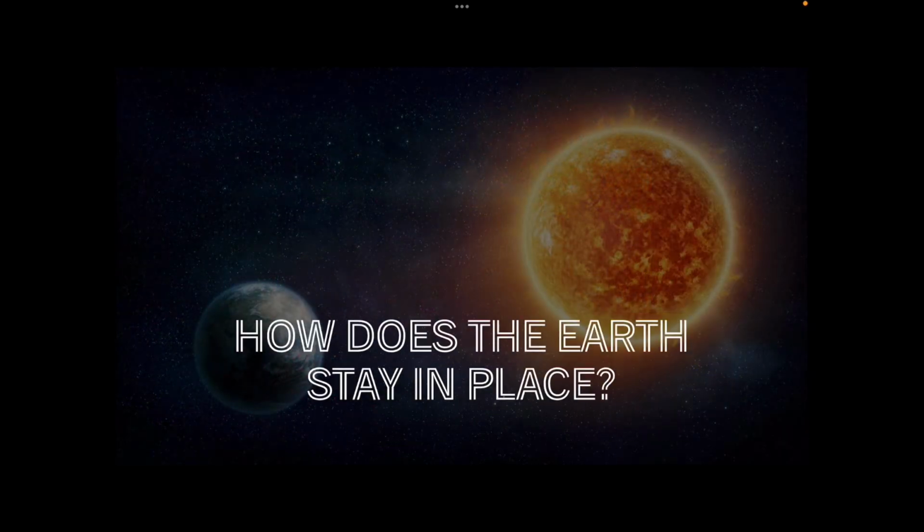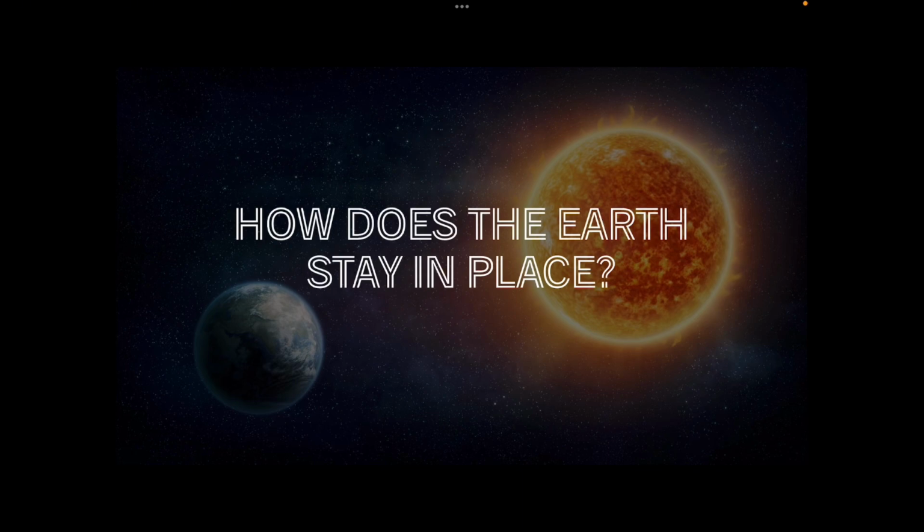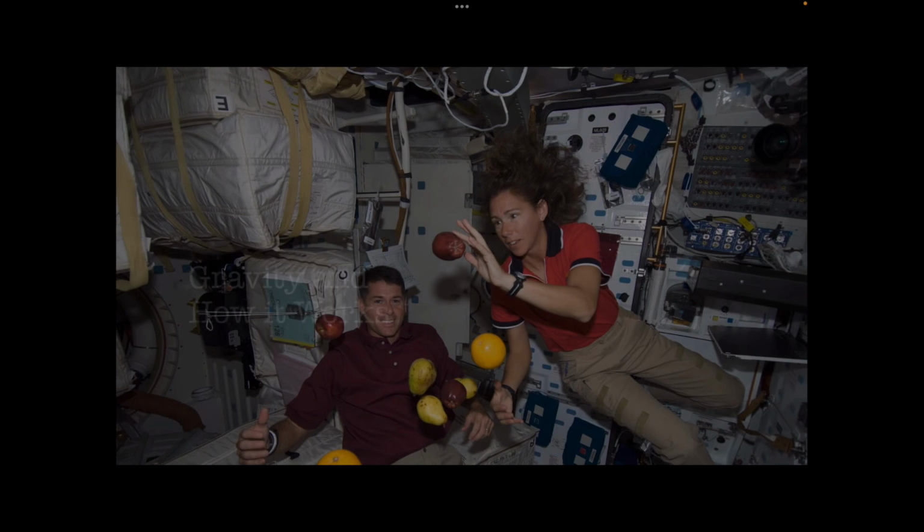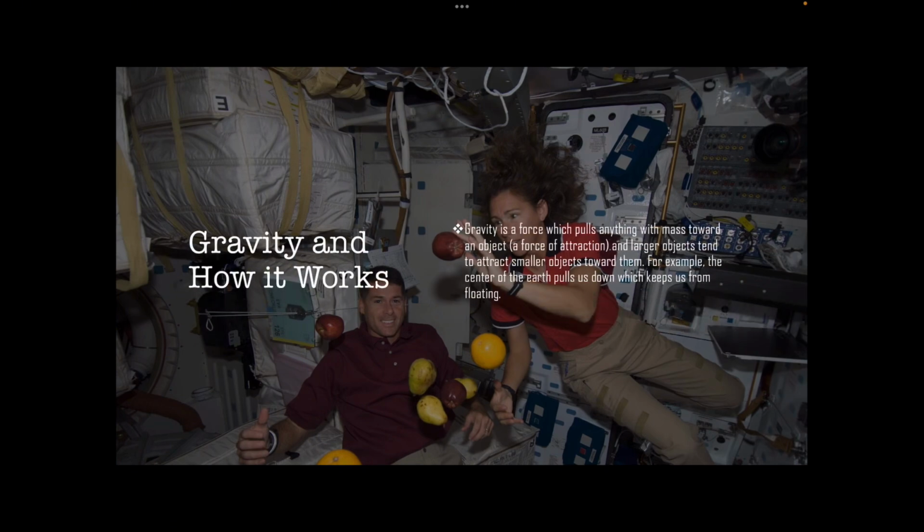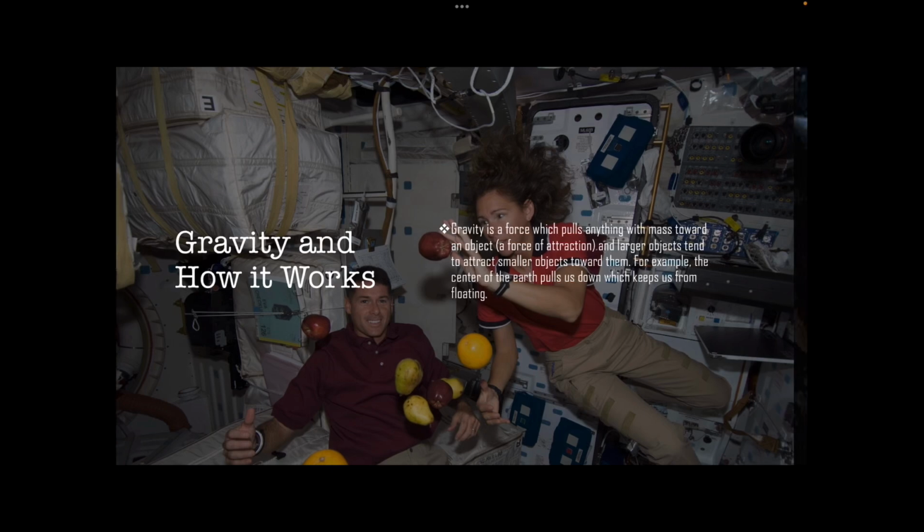Now, on to how does the Earth stay in place? Section 5. Gravity and how it works. Gravity is a force which pulls anything with mass towards an object, a force of attraction, and larger objects tend to attract smaller objects towards them. For example, the center of the Earth pulls us down, which keeps us from floating.